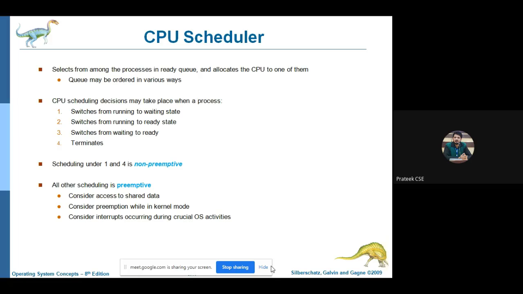Now, the last 2 points are very important. If you carefully look at point number 4 and point number 1, and point number 2 and point number 3, can you find any difference between these 2 categories? Point number 1, point number 4, and point number 2, point number 3. Is there any difference in them? If anybody can tell, or if anybody would like to try at least. I have mentioned this thing in my last lecture also, where I was discussing the process state diagram.